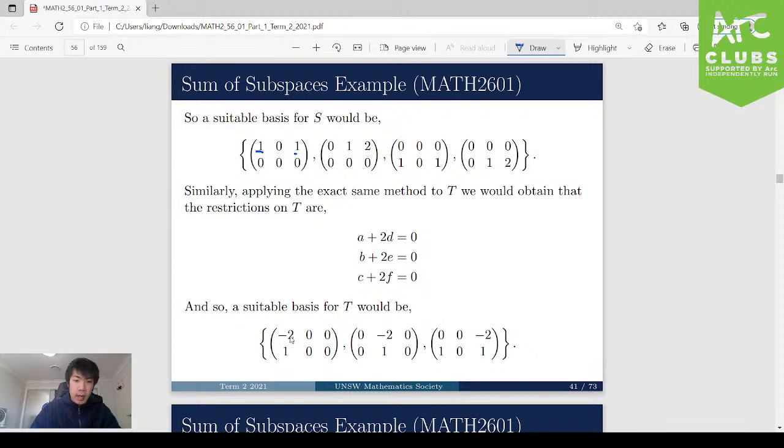And so you get these three matrices here. Negative 2, 0, 0, 1, 0, 0. That comes from this first restriction because A has to equal negative 2D. So once you choose D, your A has to be negative 2 times that. And the same logic applies to these other two. Oops, I think this should be a 0.